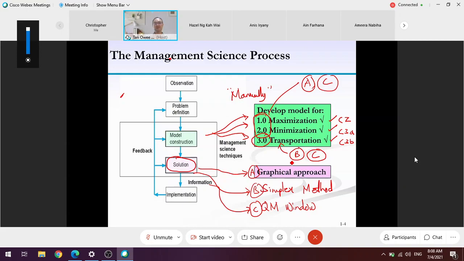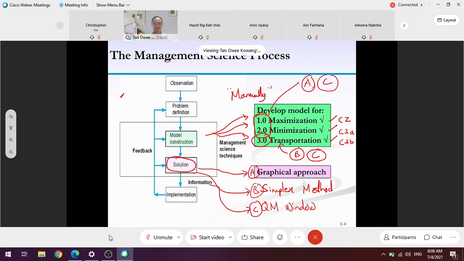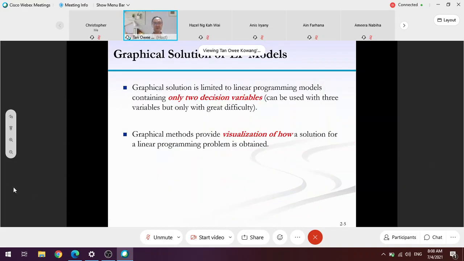By saying so, it means the graphical method that we're going to discuss today can only be applied to maximization and minimization. It's very unlikely you're going to apply the graphical method on transportation. Why? You will know in the next couple of minutes. Okay. So far, is it clear? You know me, I do not read, so I don't draw something.